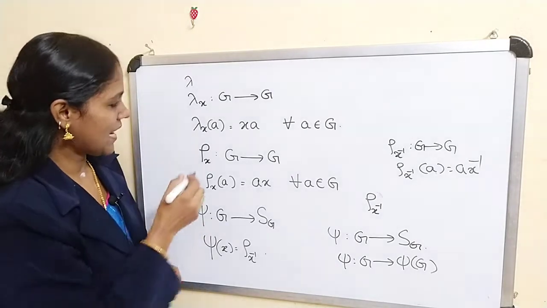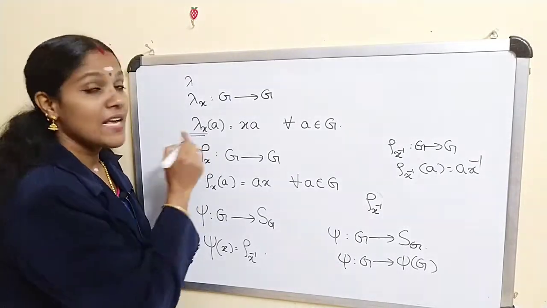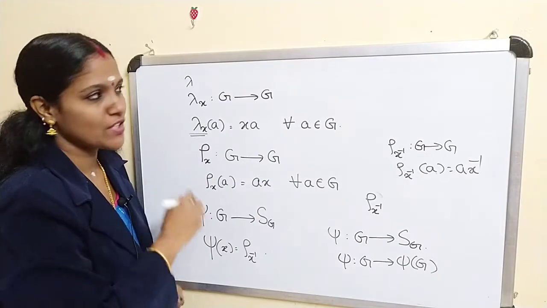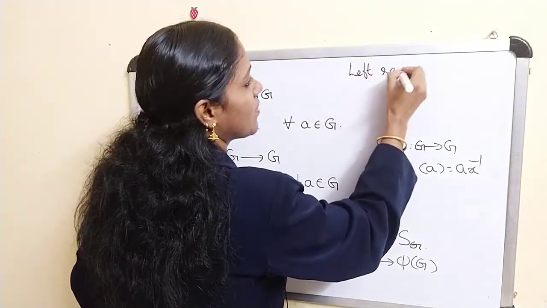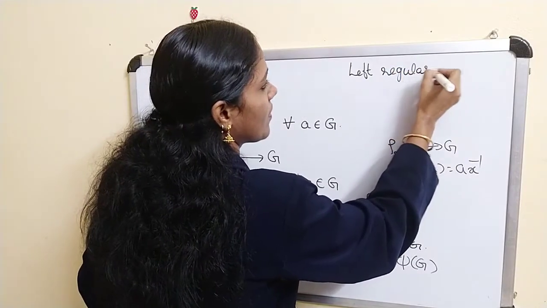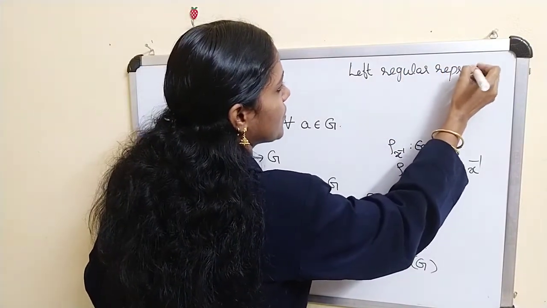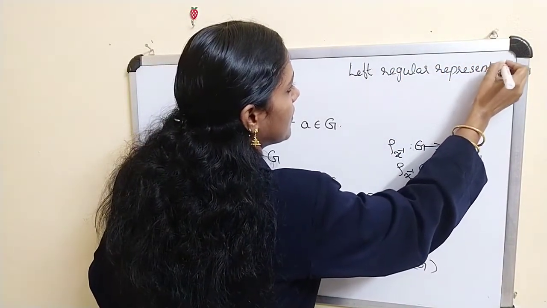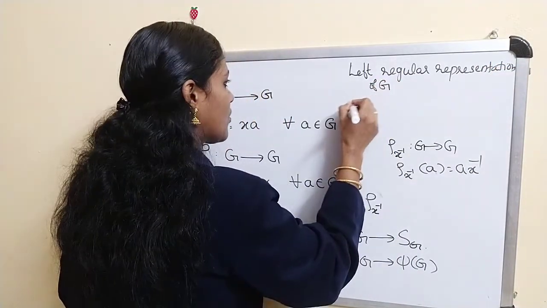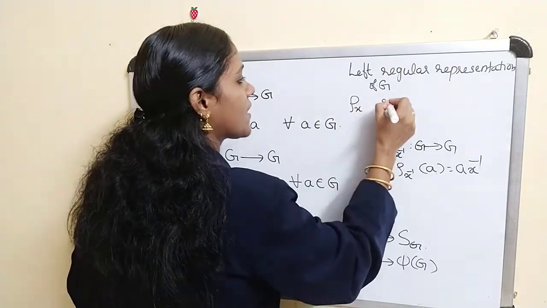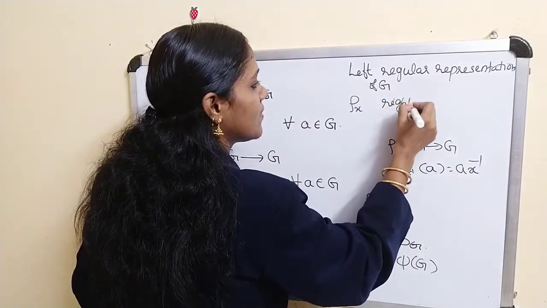The map lambda x is called the left regular representation of G. And rho x is called the right regular representation.